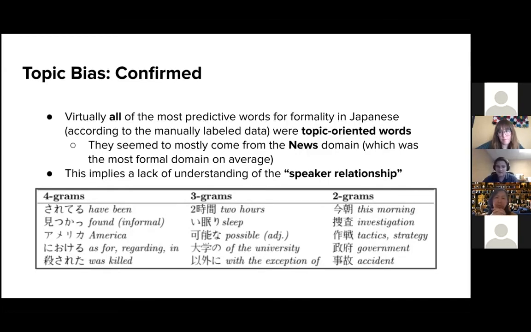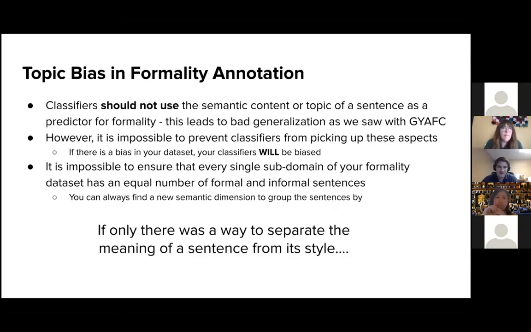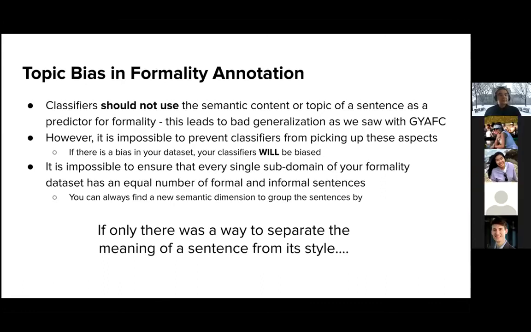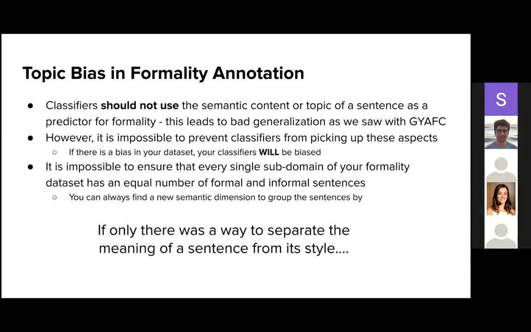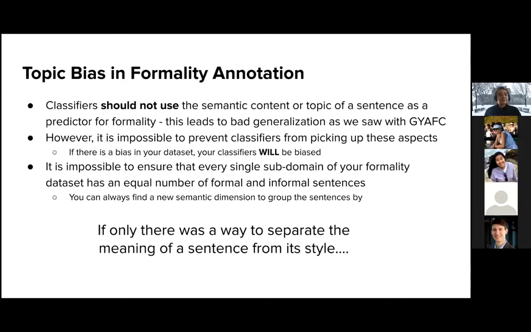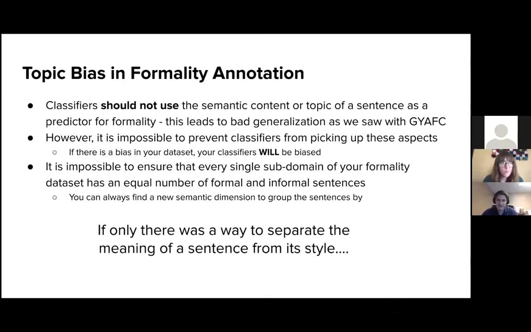So despite the good performance, it seems as though there's still a lot to be learned for formality classification. Like we said before, formality is defined by the speaker relationship. This means classifiers should not use the meaning of a sentence as a predictor for formality, but it's impossible to normalize for this, right? If there is a bias in your dataset, your classifiers will be biased. And it's impossible to ensure that every single subdomain of your formality dataset has an equal number of formal and informal, because you can always find a new dimension to group things by.